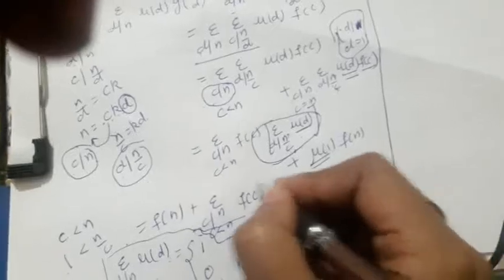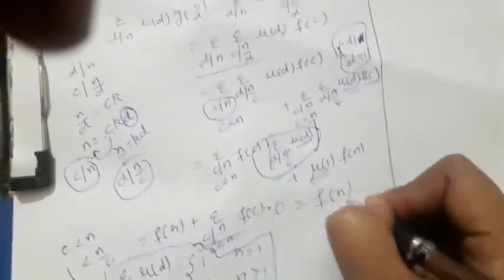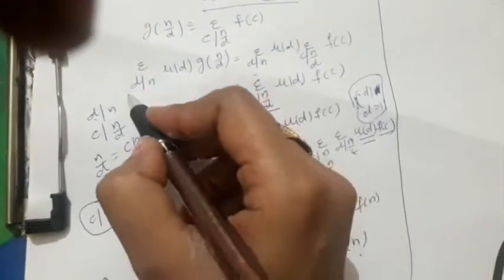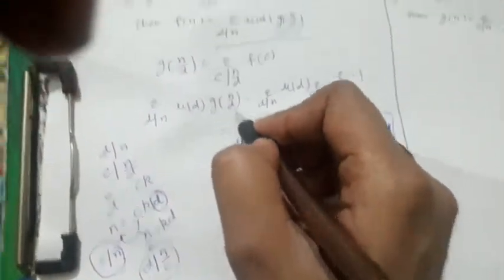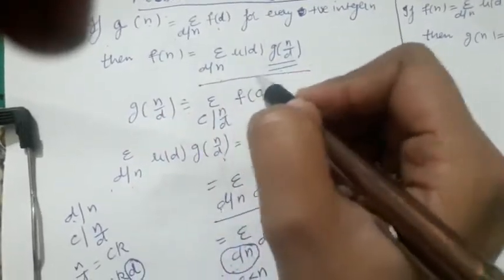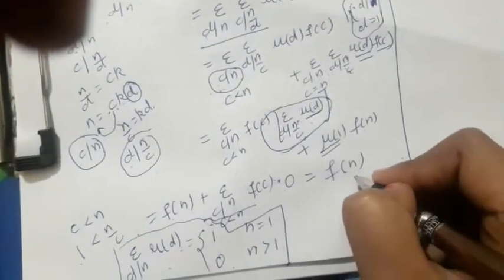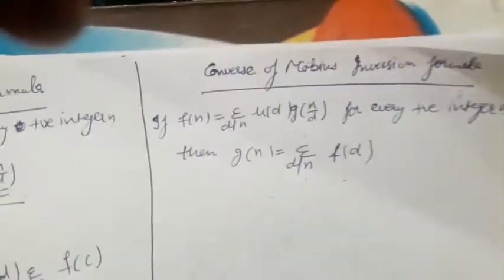So 0 into f of c, all the terms are 0, the value is f of n. So f of n is summation d divides n mu d g n by d. It is to be proved f of n is summation d divides n mu d g n by d. The right hand side we have started with and we got the answer as the left hand side. Same is for the converse of Möbius inversion formula.